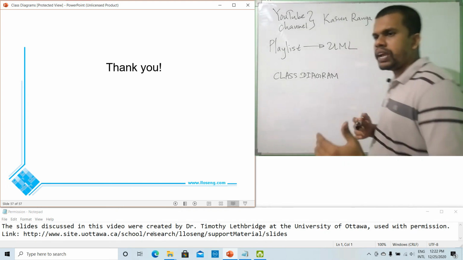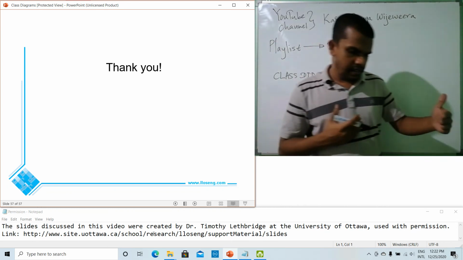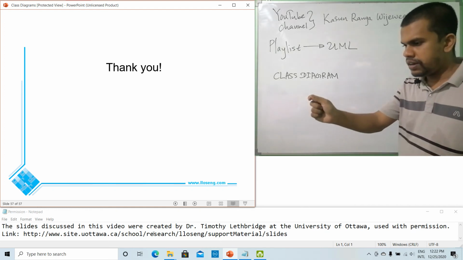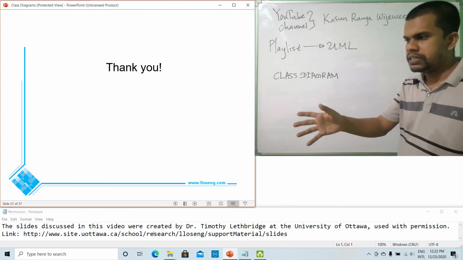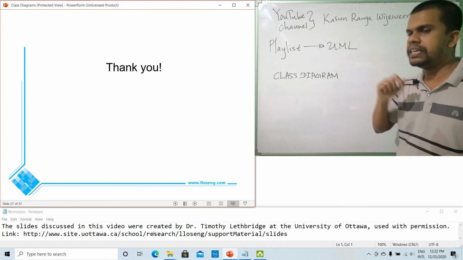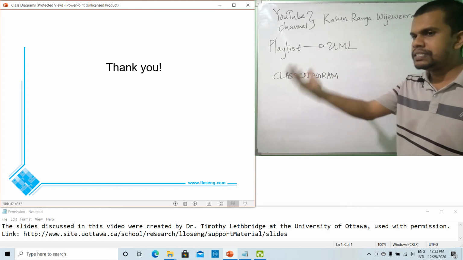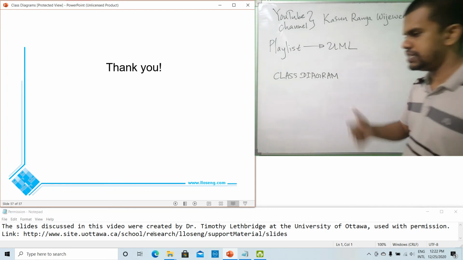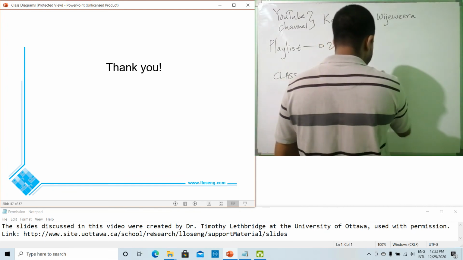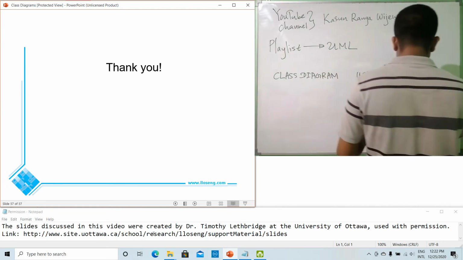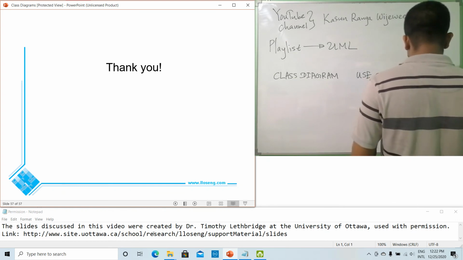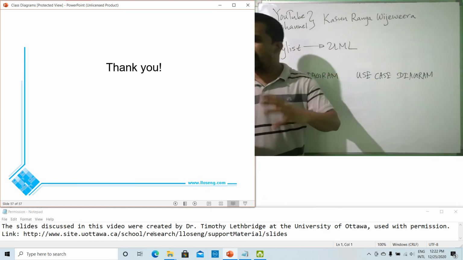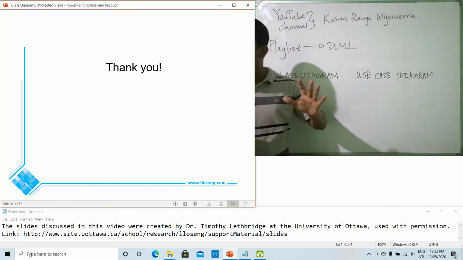Now how can we identify the interaction between the user and the system? For example, a student tries to register for a particular course, that is an interaction. A student does something, then the system gives a certain response. Likewise, there is an interaction between the student and the system. Those things you can model using the use case diagram. These two are useful in order to gather all the requirements for the system we want to develop.